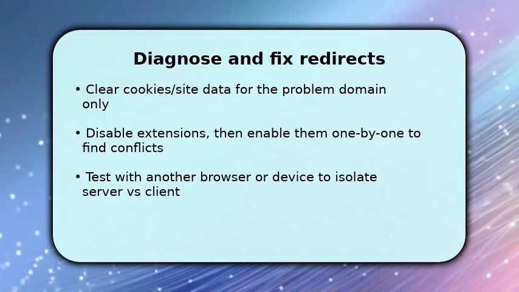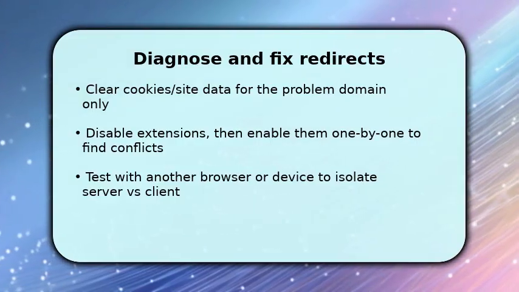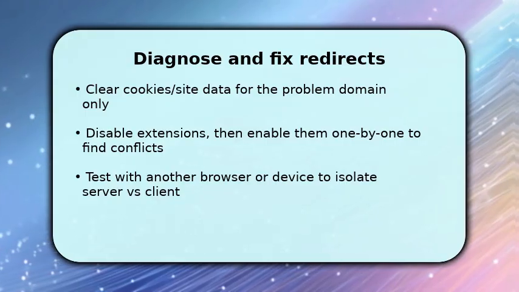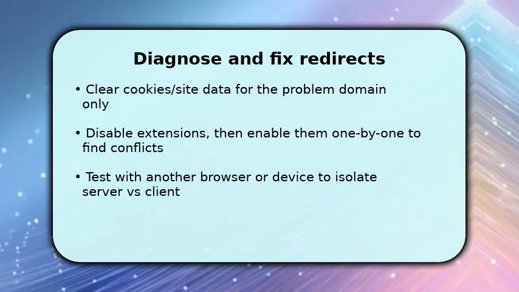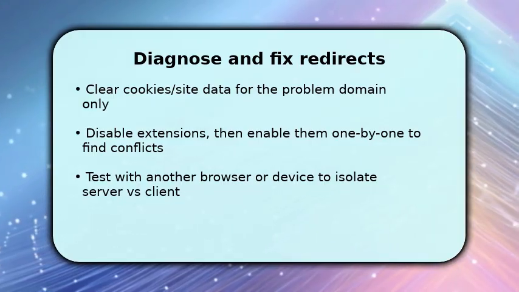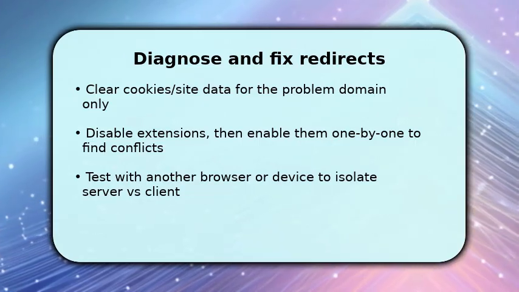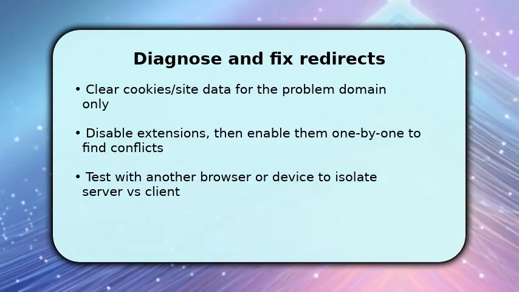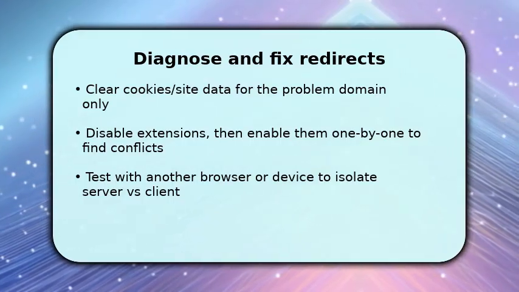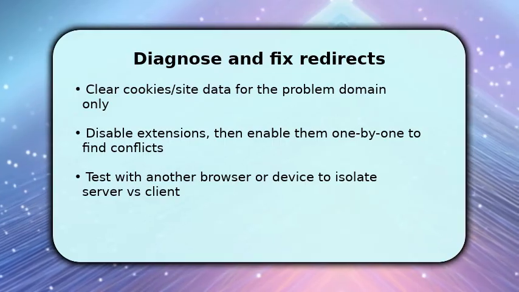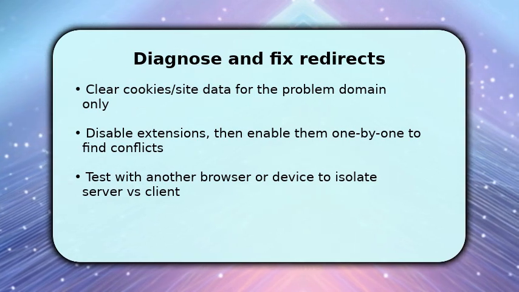Now you'll dig into the middle steps. Clear cookies and site data only for the affected domain so you don't lose unrelated sessions, because a bad cookie often triggers loops. Disable all browser extensions, then enable each extension one at a time to reveal a conflict. Many ad or security tools rewrite requests. If the error persists, test the same URL in a different browser or on another device to determine whether the server is misconfigured versus a local problem.